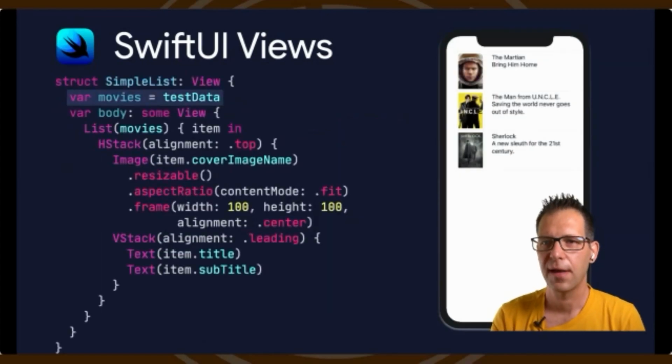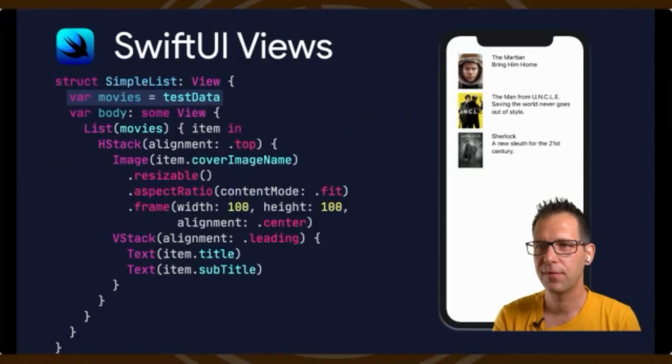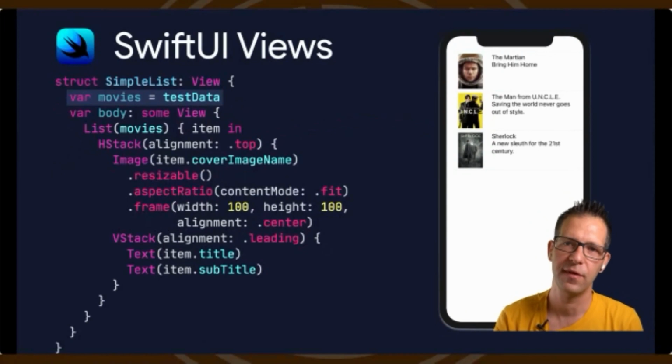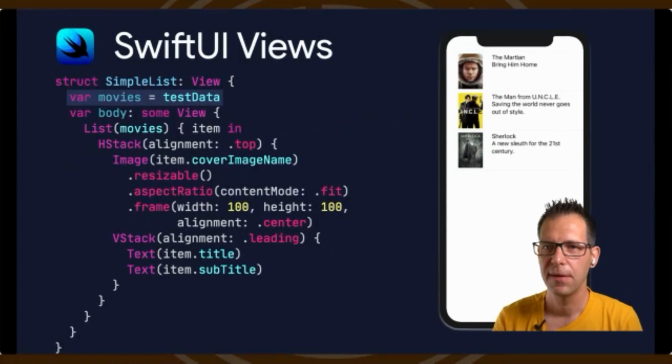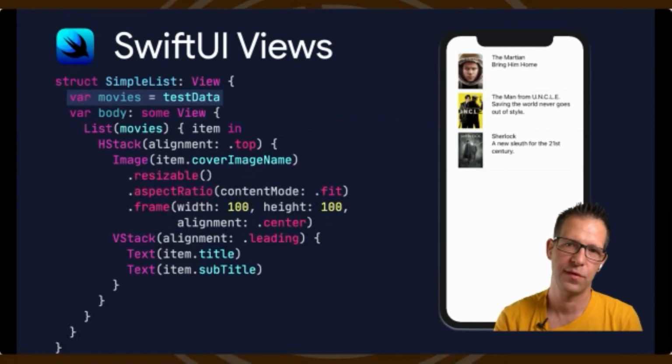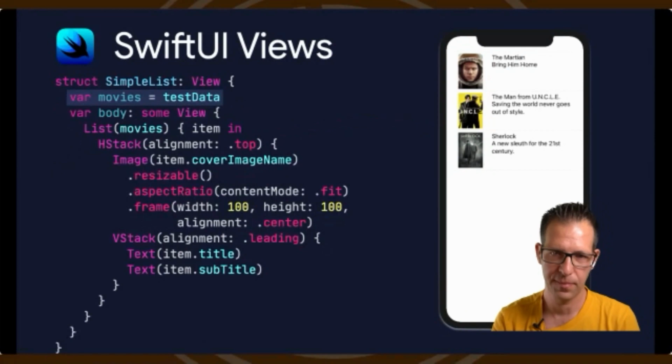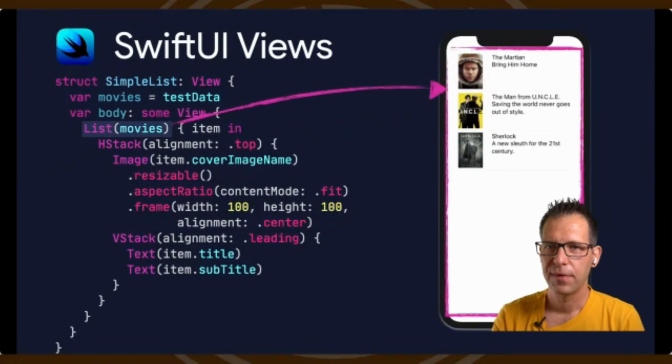So let's take a look at something slightly more complicated. Here we've got a list view, which shows some of the movies that I had in the demo application. And the text that's highlighted now basically goes in and fetches some test data. At the moment, I'm just using a static array of some mock data to make it easier. And then here we've got a list view. And on the right-hand side, you can see that the list view takes up the entire space of the screen.